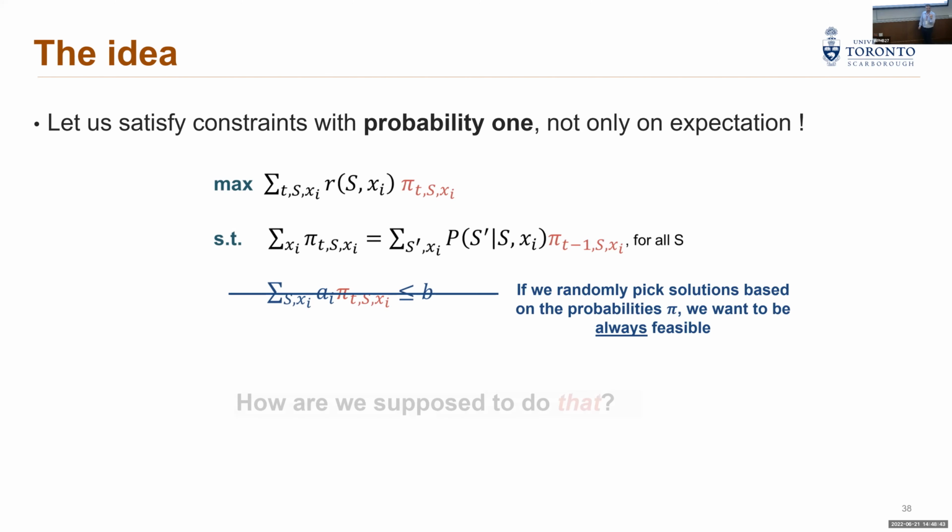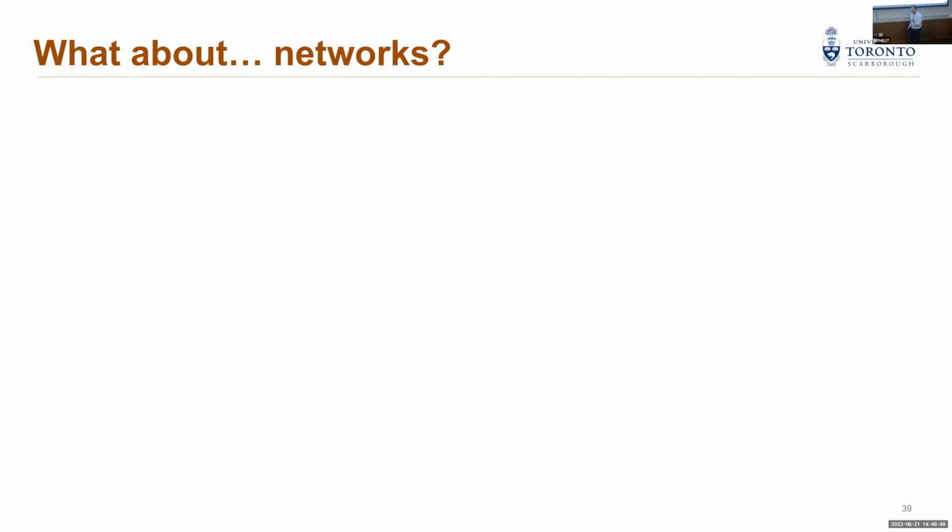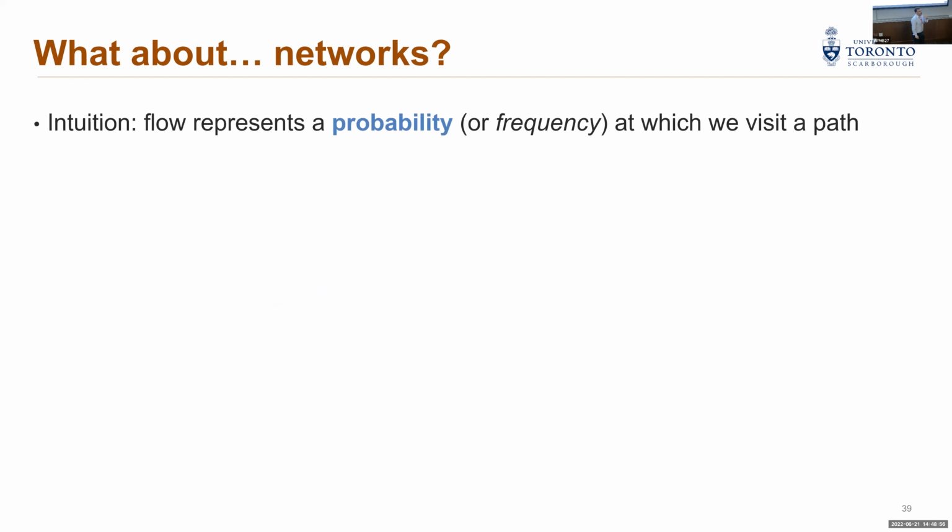Okay, sounds good, but how are you supposed to do that, right? What about we use networks? How are we going to do this? Well, the idea is that I'm going to use the networks to represent a flow of probability or frequency at which we visit the path.